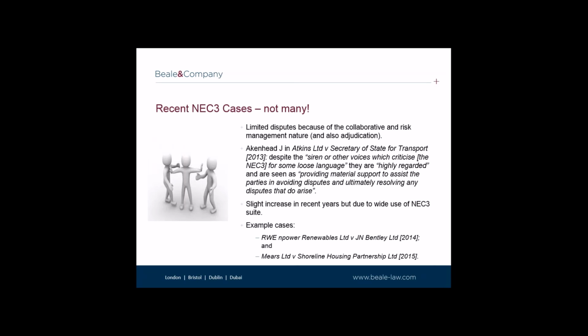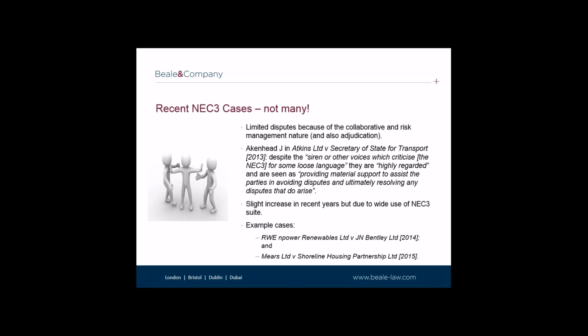Of course, it may be that Mr Justice Akenhead hit the nail on the head, so to speak, when he said in the case of Atkins and the Secretary of State that despite the siren voices which arise, which criticise the NEC3 for some loose language, they are highly regarded and are seen as providing material support to assist the parties in avoiding disputes and ultimately resolving any disputes that do arise. Who knows? But the fact remains there is a dearth of case law on the NEC. But in recent years there have been a couple of cases, and to turn to a couple of these now.